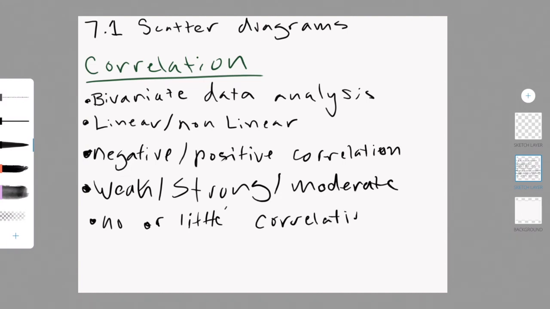Now, little or no correlation is just when it's scattered. All the data is scattered, there is no line, no distinction, nothing. Which means that there isn't really a relationship between the two factors. There just isn't one.